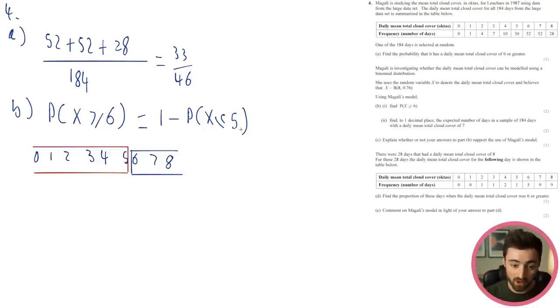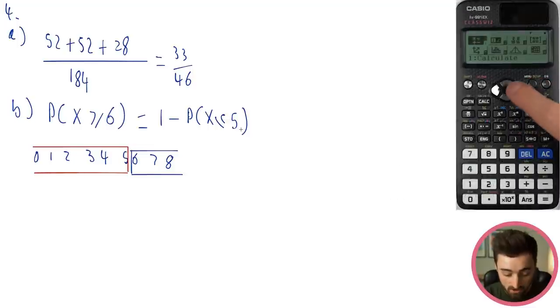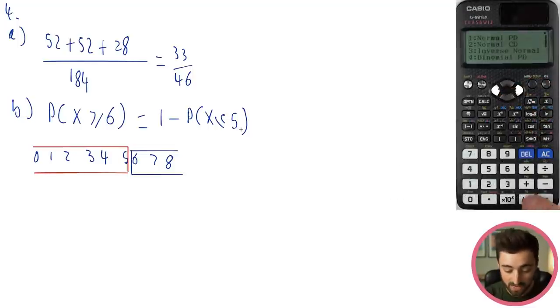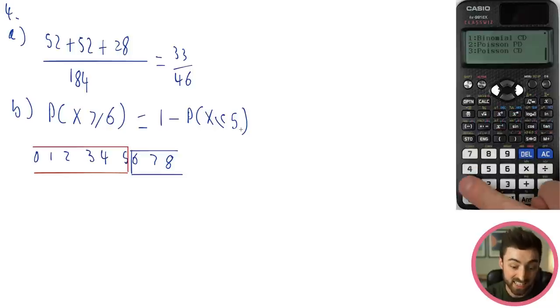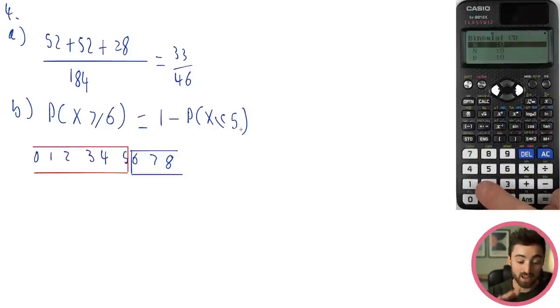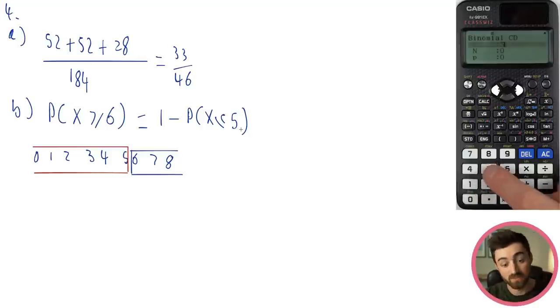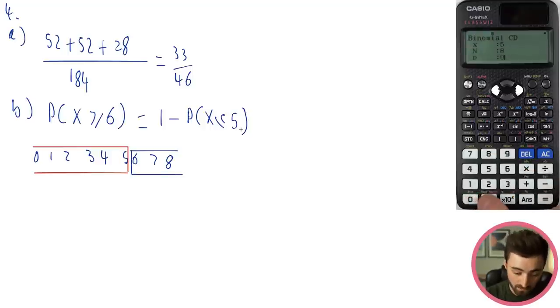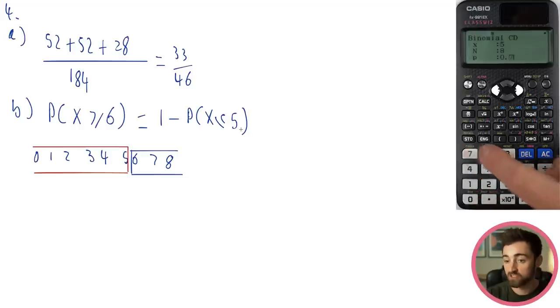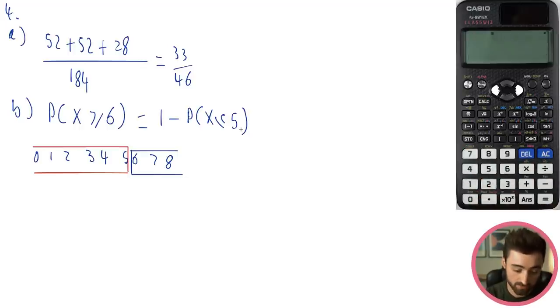So to get that number, I'm going to go to menu, go to my distribution, and then I'm going to go down to binomial CD, cumulative distribution. I'm then going to go variable, because now I can put in my n and my p and my x value here. So my x value, this is x is less than or equal to, that's going to be 5. N is going to be from the distribution, which is 8. P, again, from the distribution, which is 0.76. So press equals, you get a number.